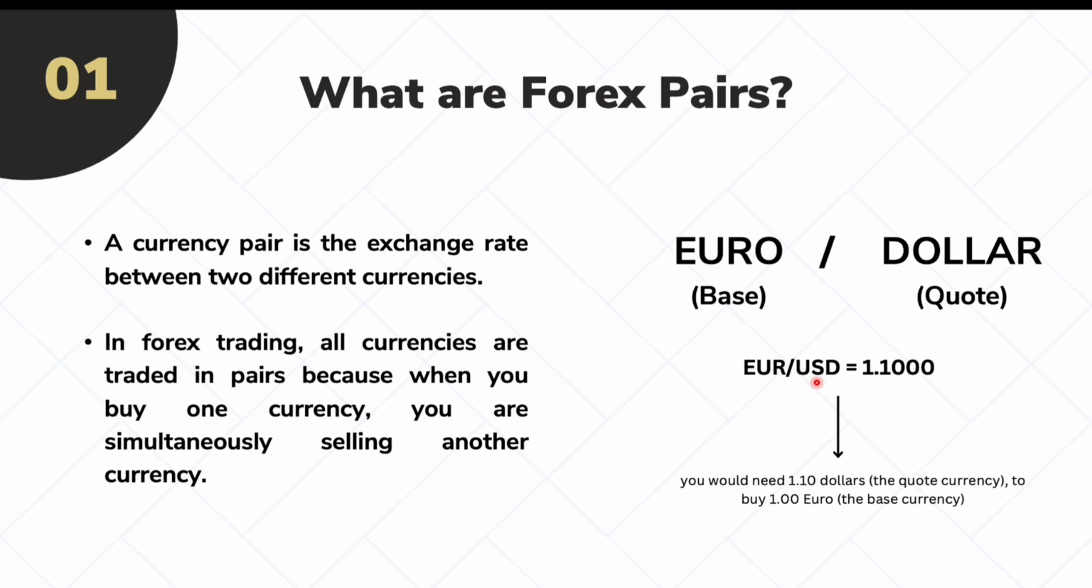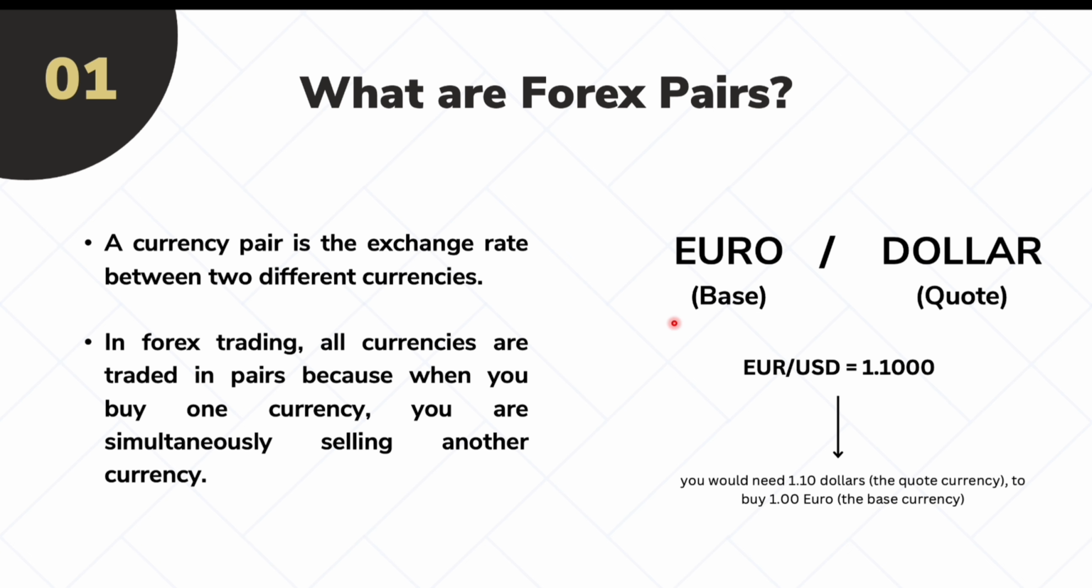So for example, the euro dollar is currently worth 1.1000. That means you would need $1.10, the quote currency, to buy 1 euro, the base currency. When you're actually trading, you don't need these kinds of detailed textbook explanations about pairs, but because this is a beginner bootcamp, I want you to have every single detail needed before you dive into the charts and actually go trade these pairs. So again, euro is the base currency, dollar is the quote currency.